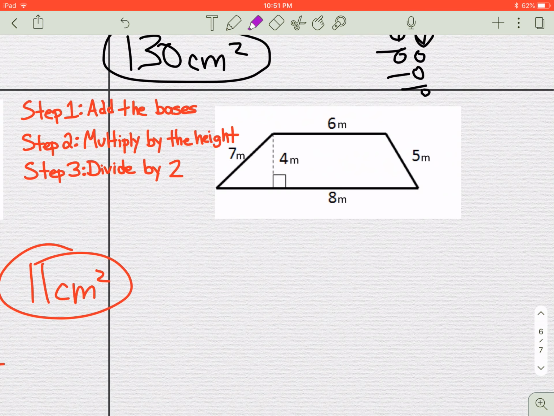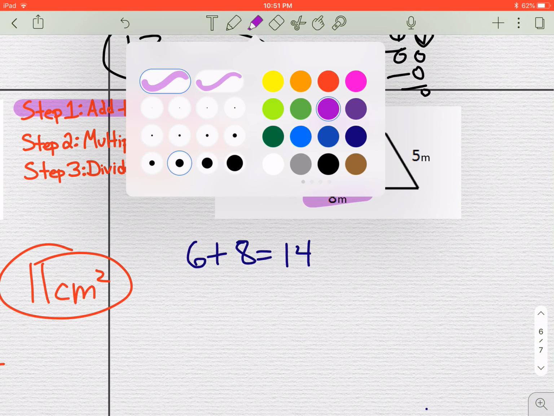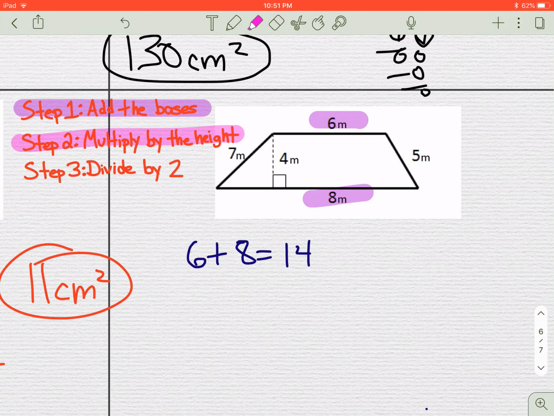Step 1 says to add the bases. The bases are my parallel lines. So I add 6 plus 8. I get 14. I then multiply by the height. And the height is my straight up and down number, which would be 4. 4 times 4 is 16. Carry my 1. 4 times 1 is 4. Plus 1 is 5, so that's 56.